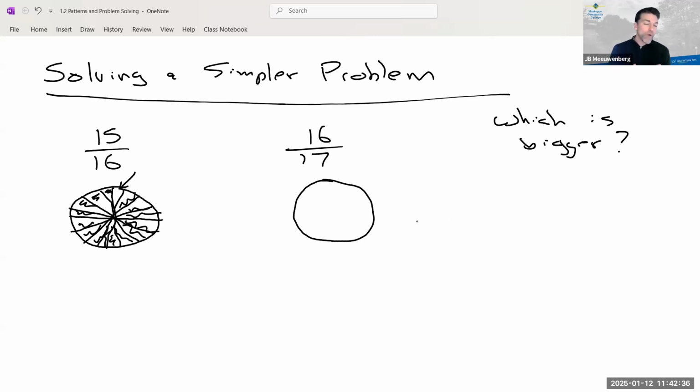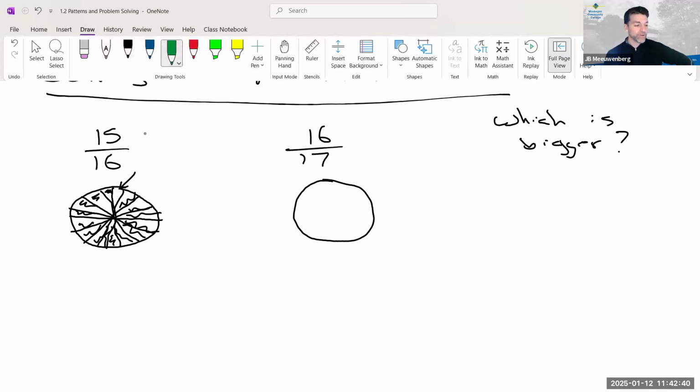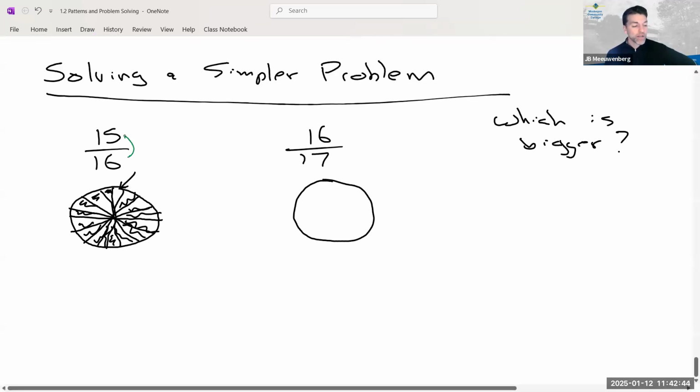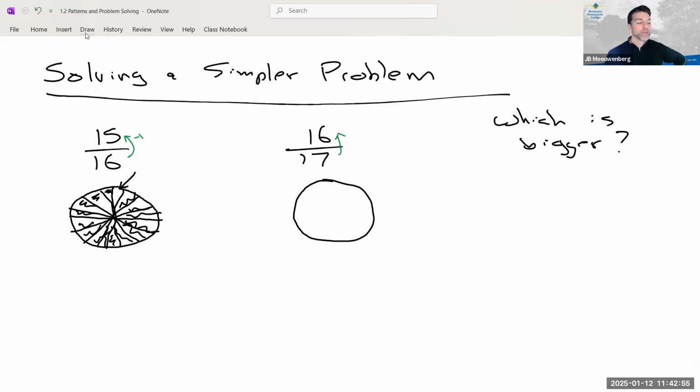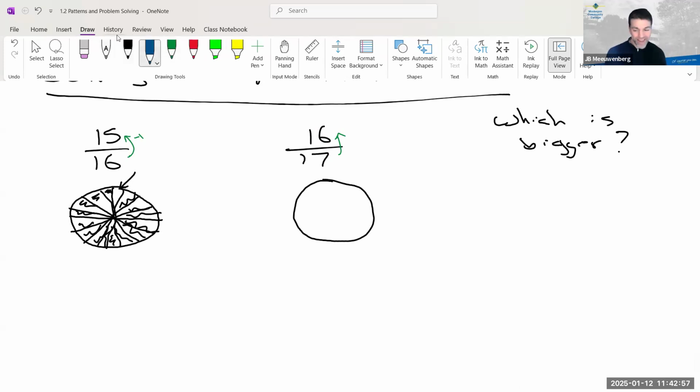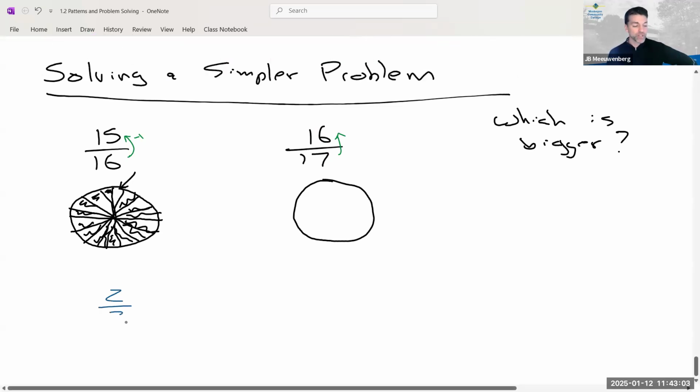One way you can do it is make an observation. The fractions that I gave you, did you notice that the numerator is one less than the denominator? 15 is one less than 16, and that's the same thing here. The numerator is one less than the denominator. So one thing that I always like to do is try this with smaller numbered fractions, right? Try it with something like comparing 2/3 and 3/4.